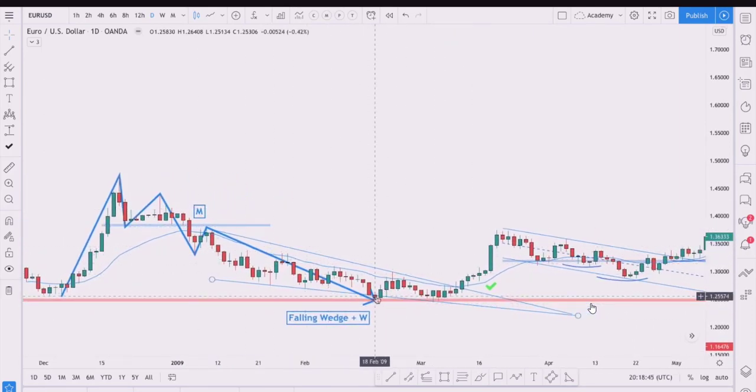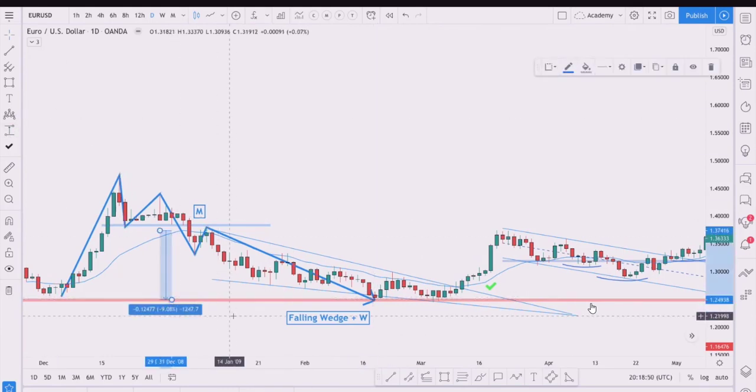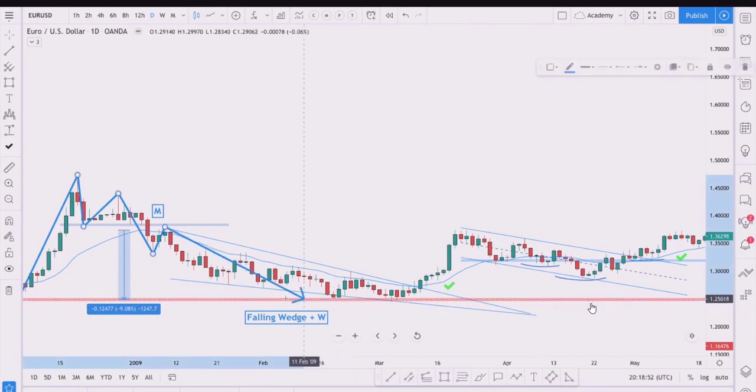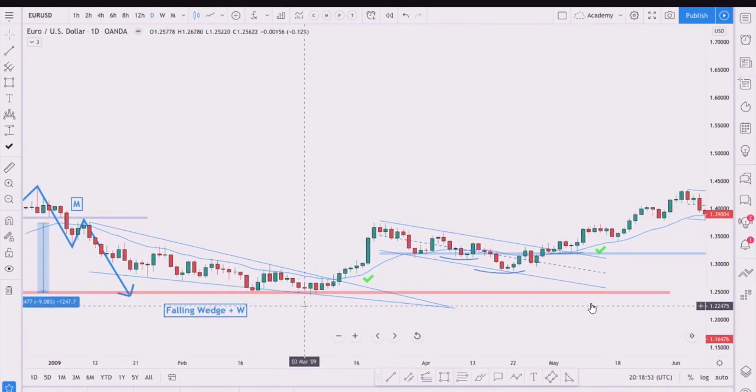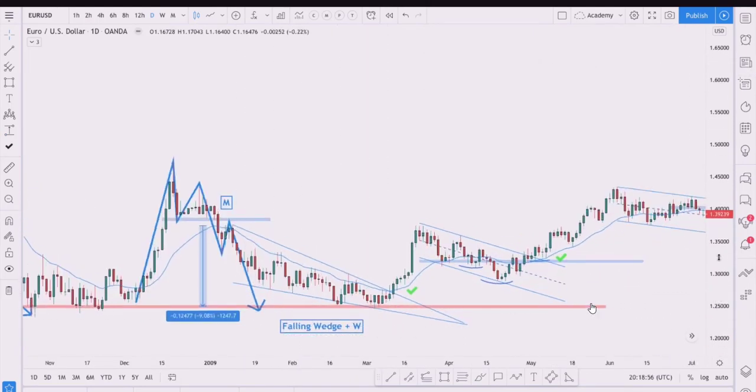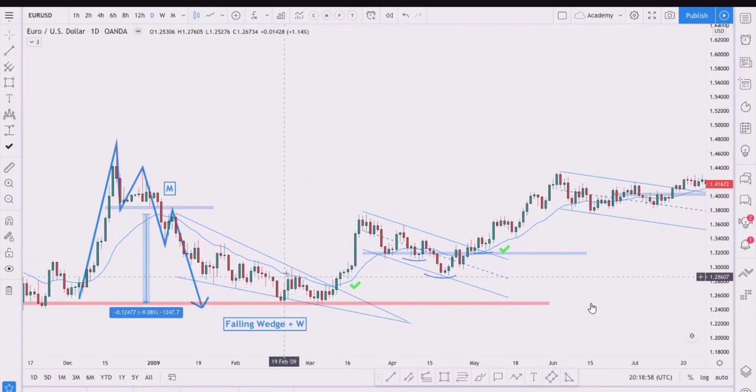This is the case where the market is creating a falling wedge over an important structure. The market is losing momentum in a consolidation phase. It creates also a W at the end over the weekly structure, broke above the EMA, and here another great bullish impulse for our profit.